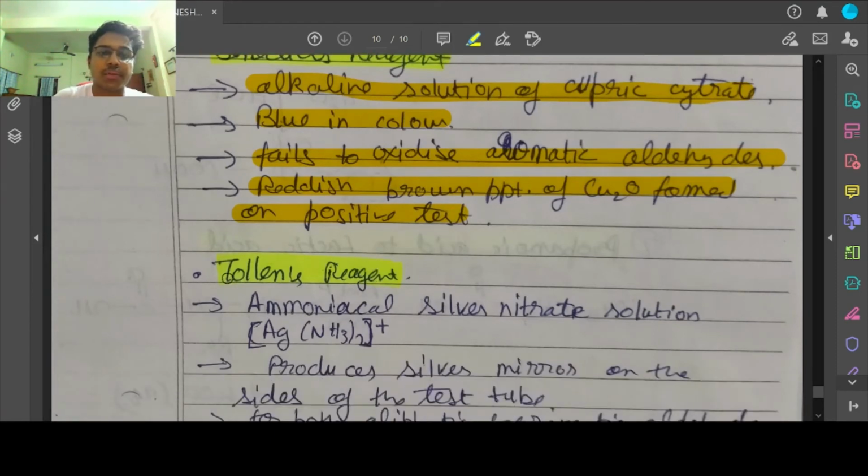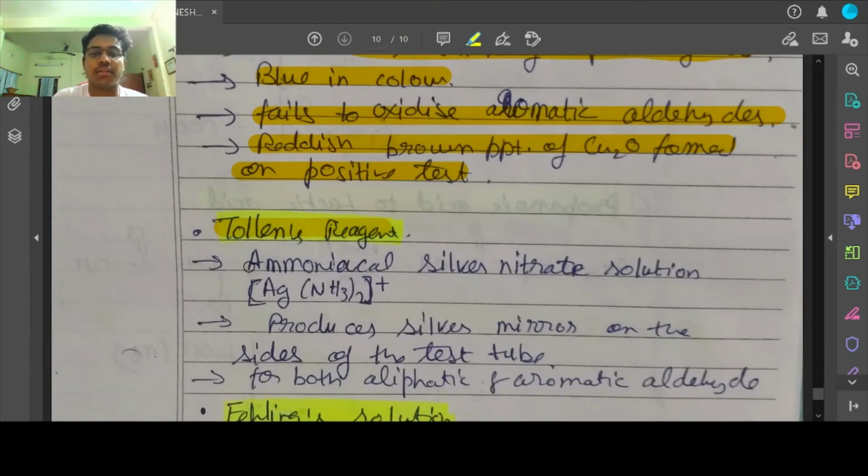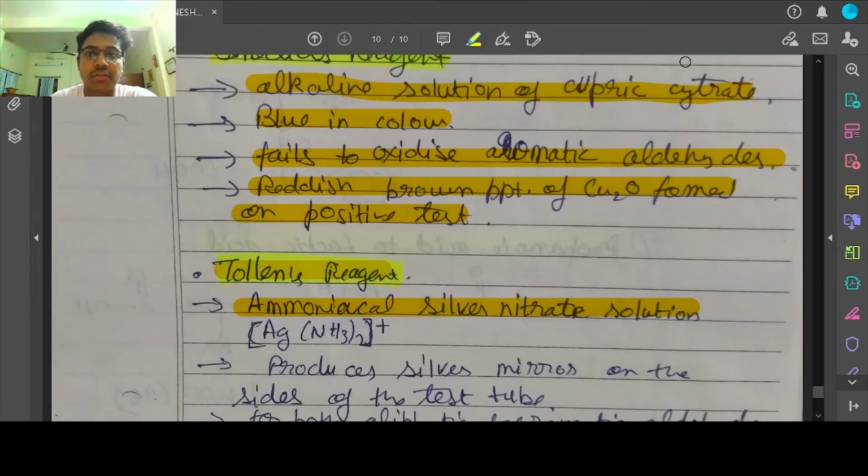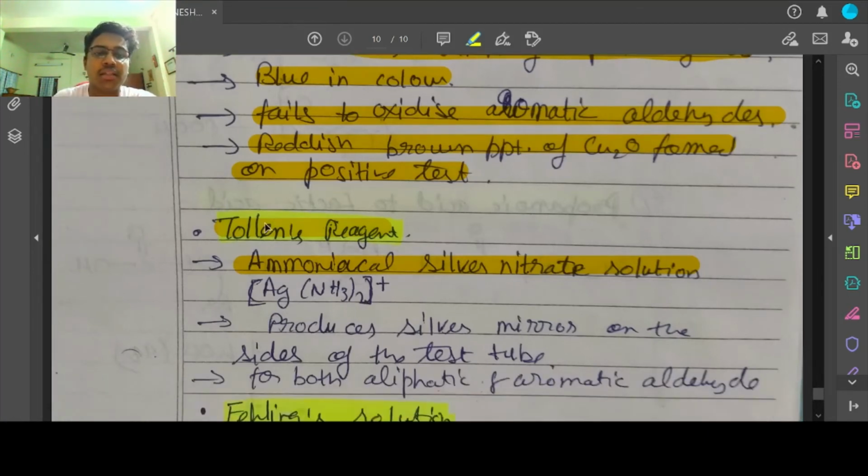Now comes Tollens reagent. This is very important. This is a very common reagent used in chemistry. So what is Tollens reagent? Tollens reagent is ammoniacal silver nitrate solution. This name is very important. Benedict's reagent was an alkaline solution of cupric citrate, and Tollens reagent is ammoniacal silver nitrate solution.